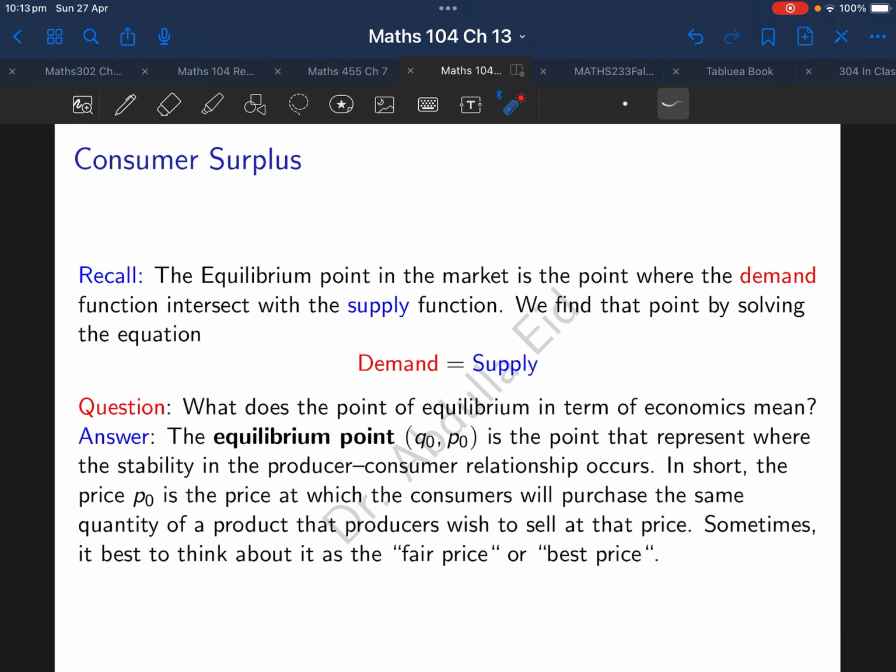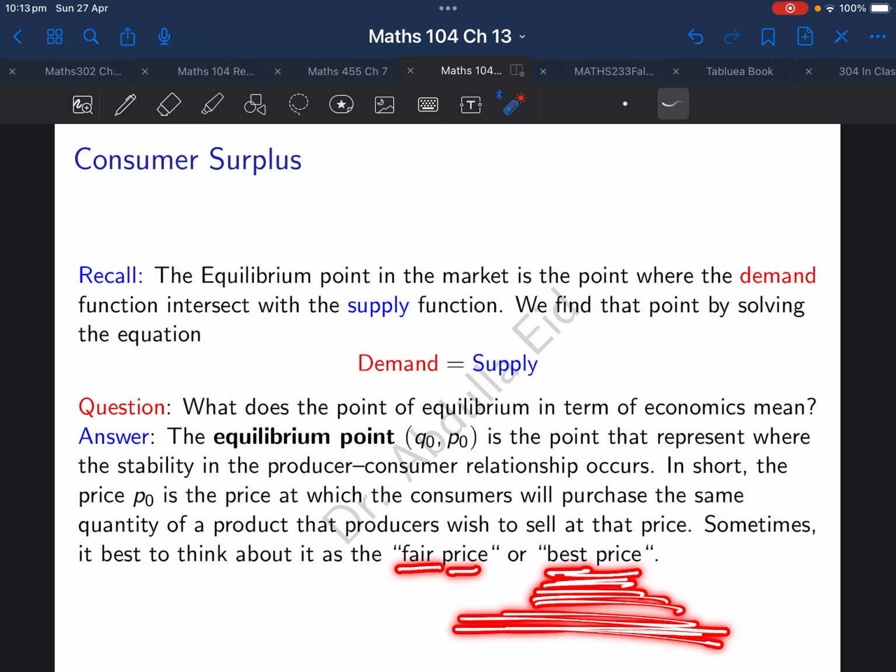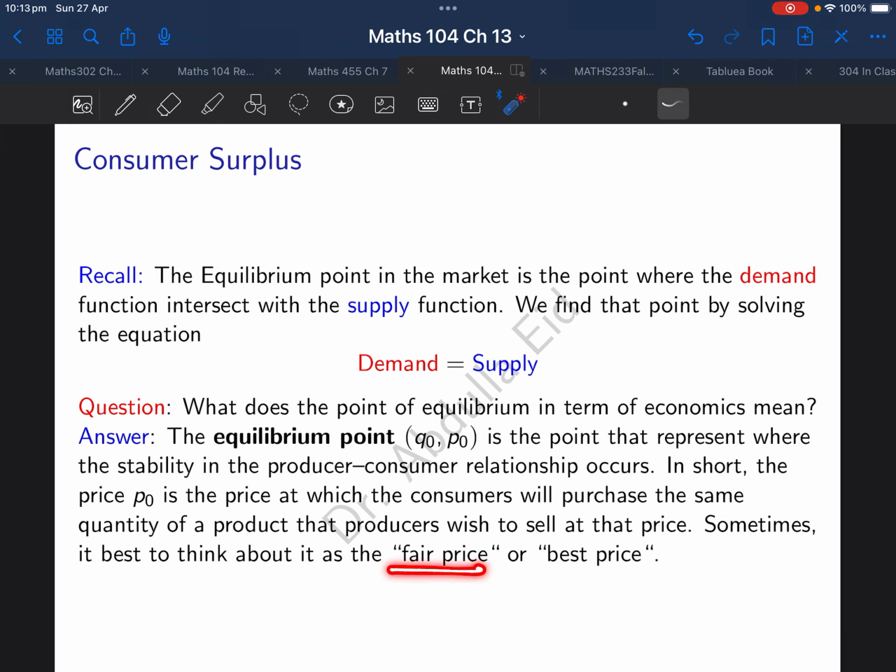Remember the example I gave for negotiation? This is the price where both parties will have purchased the same quantity that the producer wished to sell. Sometimes we call it the fair price, or the best price that can be offered. So we have fair price, and then we have best price. This is what we call the equilibrium point. Now, let's go back to mathematics. How do we find the equilibrium point?